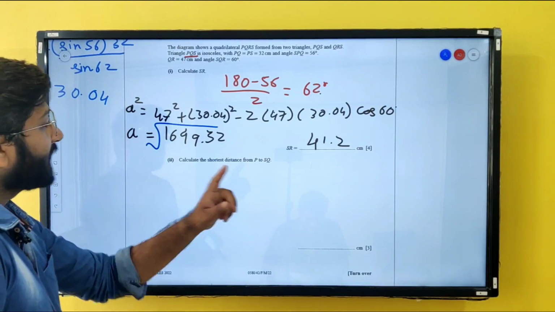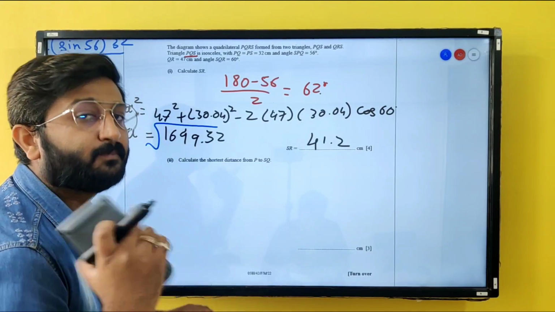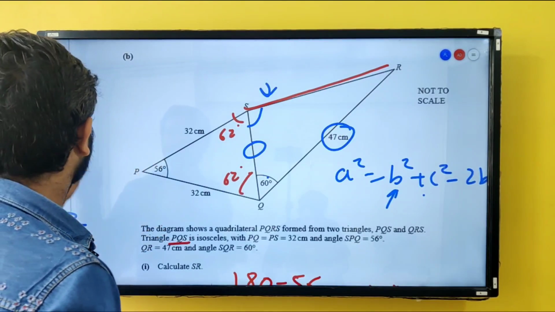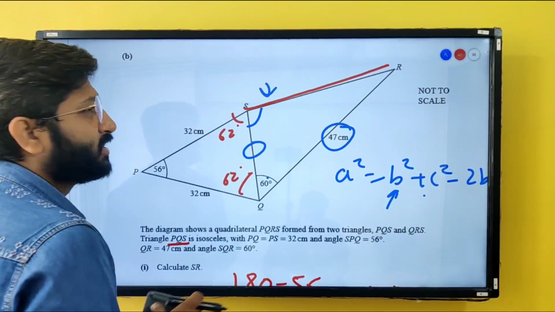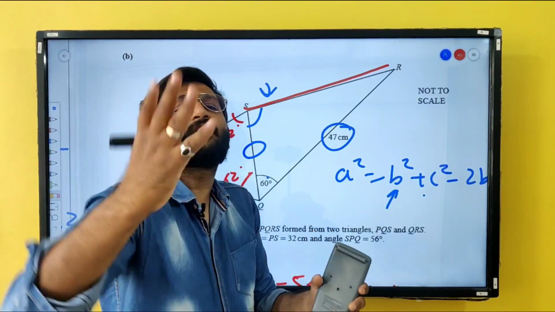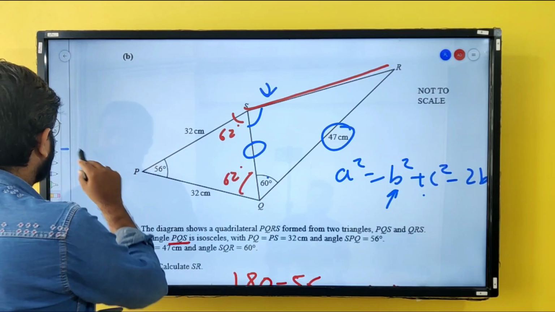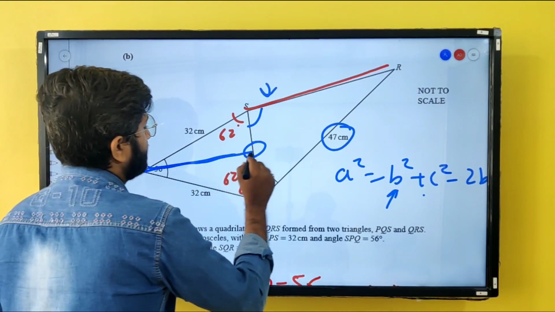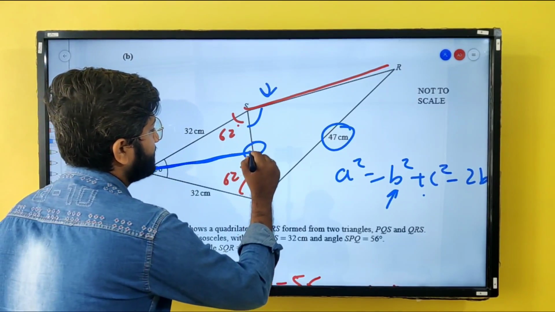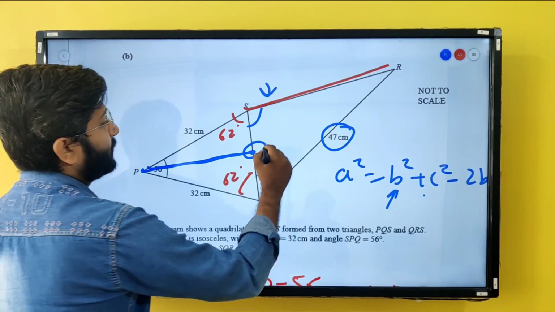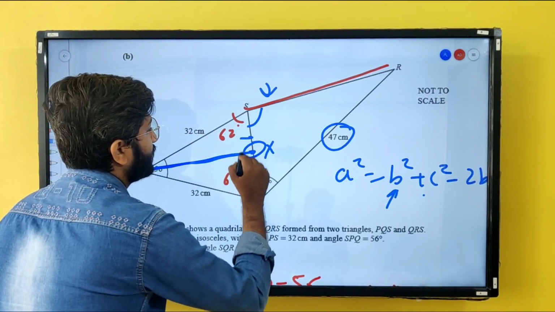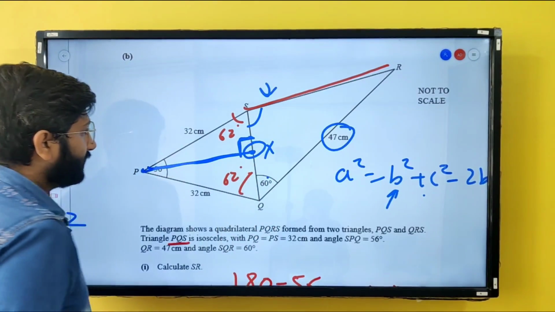Next question. Calculate the shortest distance from P to SQ. So the shortest distance is always a straight line, right? So we are supposed to find the shortest distance from P to SQ. Let's say this is my shortest distance, and this point is X, where it is intersecting the side SQ. So this angle is going to be 90 degrees, right?